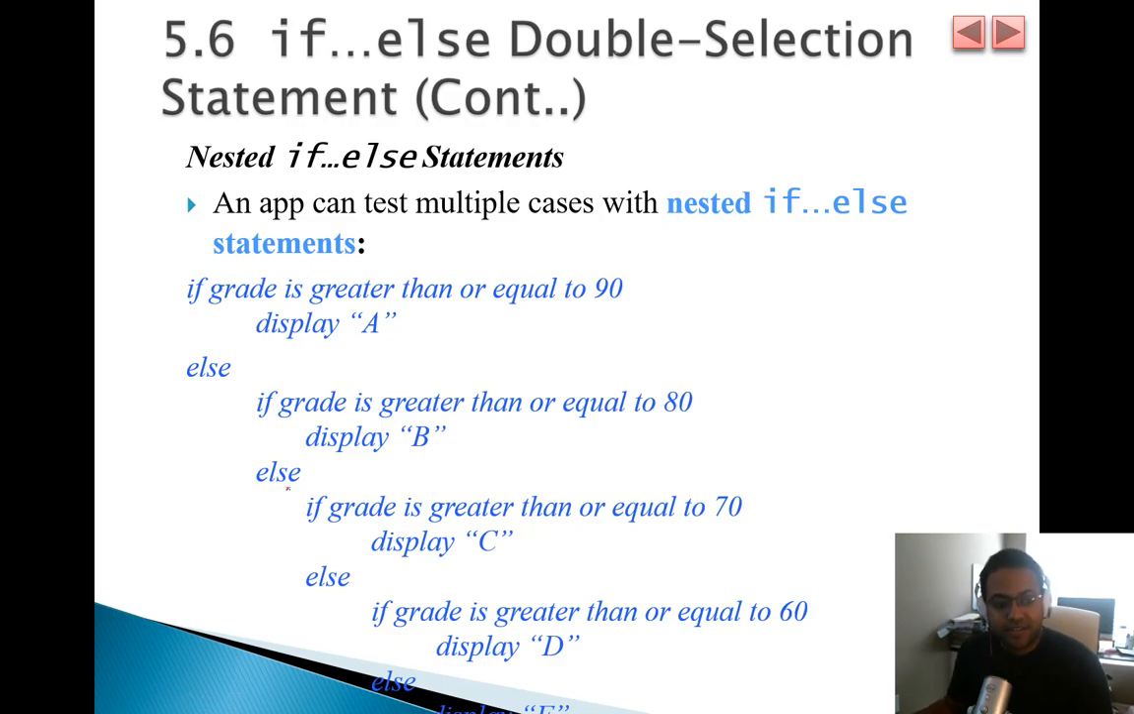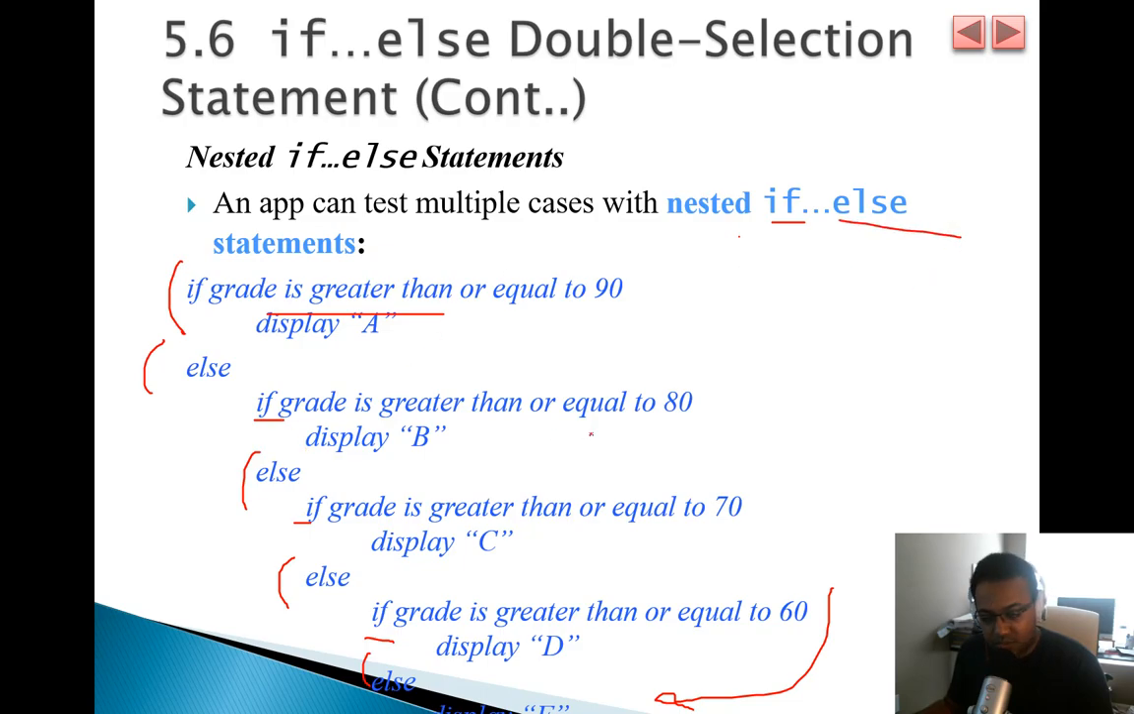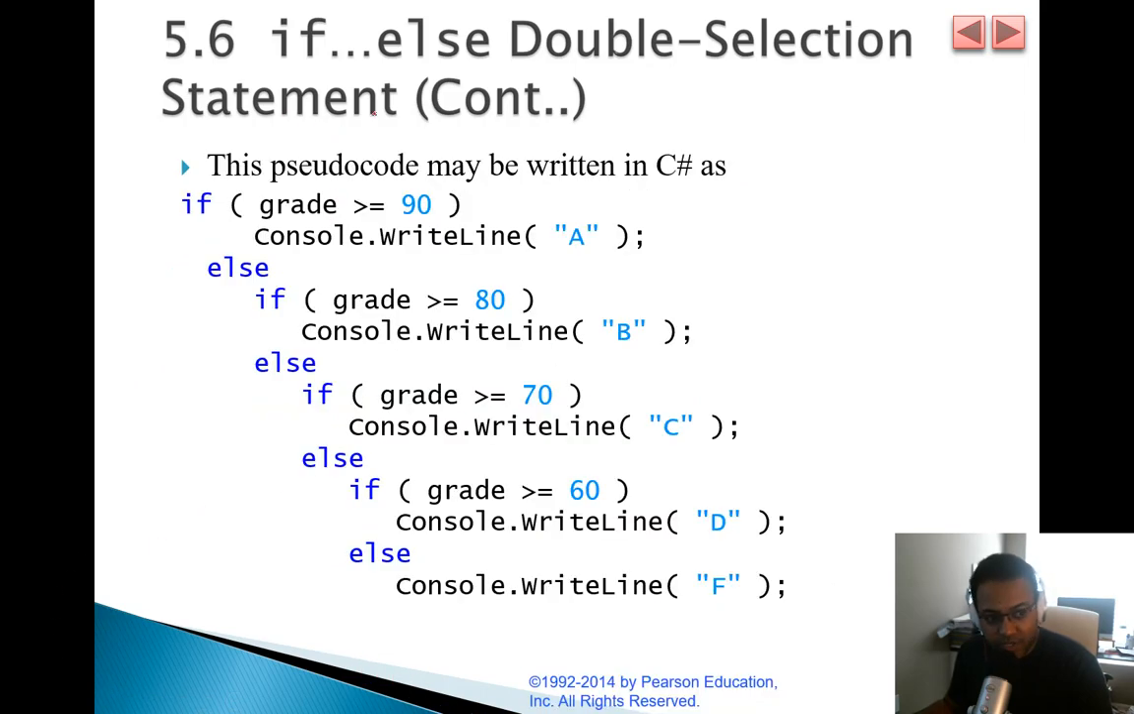An app can test multiple cases with nested if statements. So here's a nested if: if grade is greater than or equal to, else, if, else, if, else, if, else, and it goes on and on. So in this case, we have an if statement with else statements that have if statements within them. There's a better way. But here's what it would look like if you wrote it in C#.